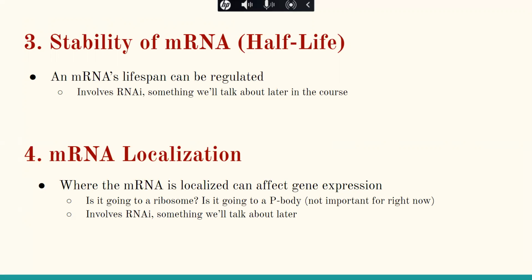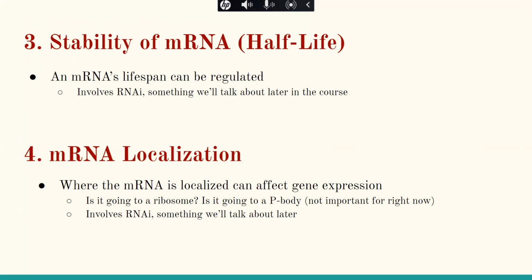Another way is mRNA localization, so where the mRNA is transported in the cytosol. Most mRNA transcripts go to the free ribosome so that they can be translated and go through all those steps that we talked about in the previous part. But let's say a cell transcribed way too many mRNA for a protein that it actually didn't end up needing. One thing that it could do is, instead of sending it to a ribosome to be translated, send it to a P-body to get degraded.